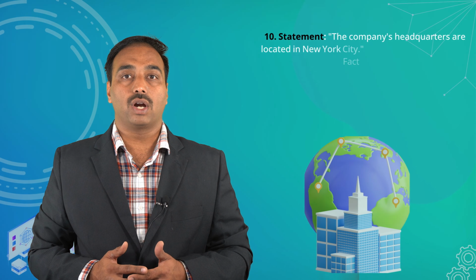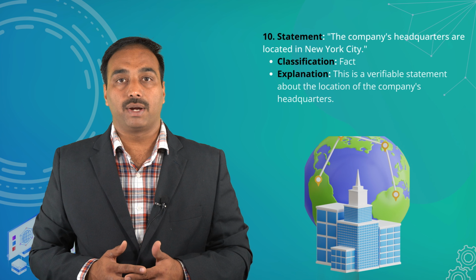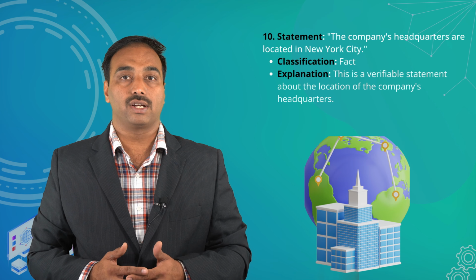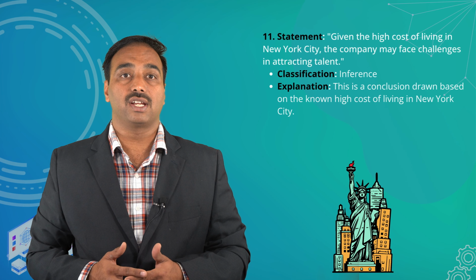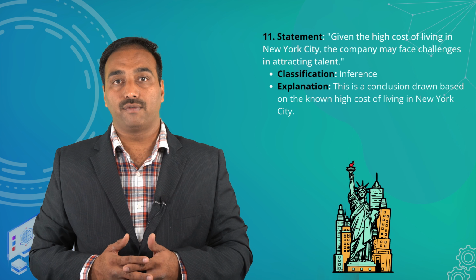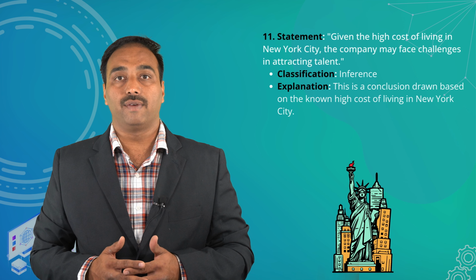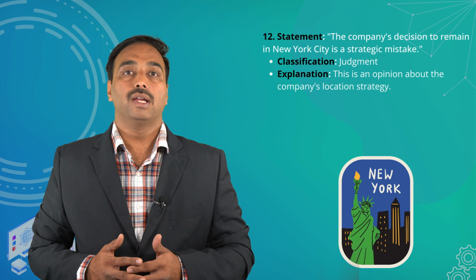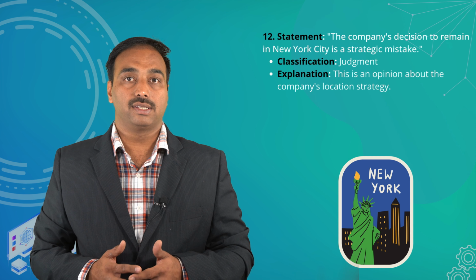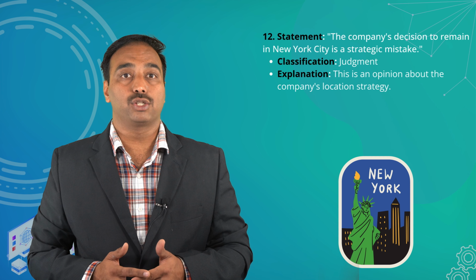The company's headquarters are located in New York City. This is a fact, as this is a verifiable statement about the location of the company's headquarters. Given the high cost of living in New York City, the company may face challenges in attracting talent. This is an example of inference, as it is a conclusion drawn based on the known high cost of living in New York City. The company's decision to remain in New York City is a strategic mistake. This is a judgment, as this is an opinion about the company's location strategy.